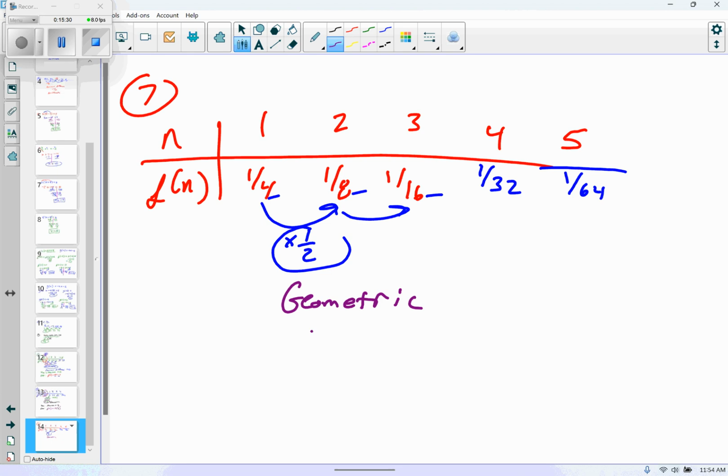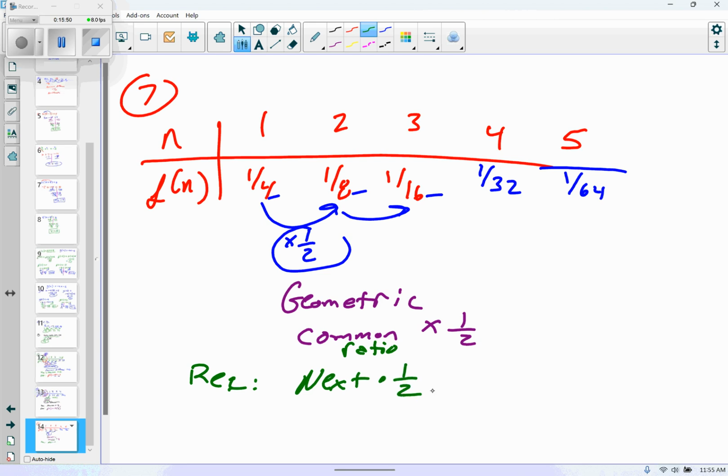What is our common ratio? Our common ratio is times 1/2. Okay, so common ratio. It's common ratio because it's geometric. So my recursive is going to be, next, or something like that, next times half. So you just give some lingo of that, you know what it's going to give.